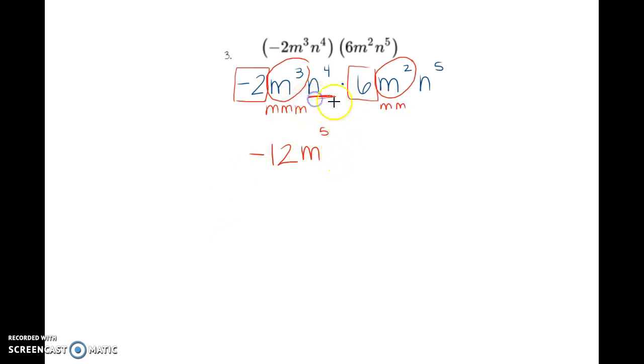Then we have n to the fourth and n to the fifth. So since they have the same base in that power, we would add 4 plus 5, and we would have n to the ninth power. But again, remember, you can always expand it and write out your 4 n's here and your 5 n's over here, and then combine those.